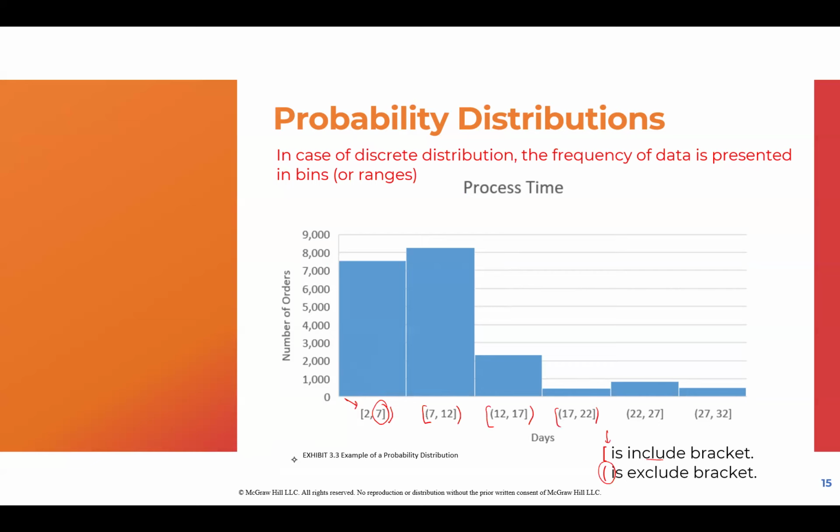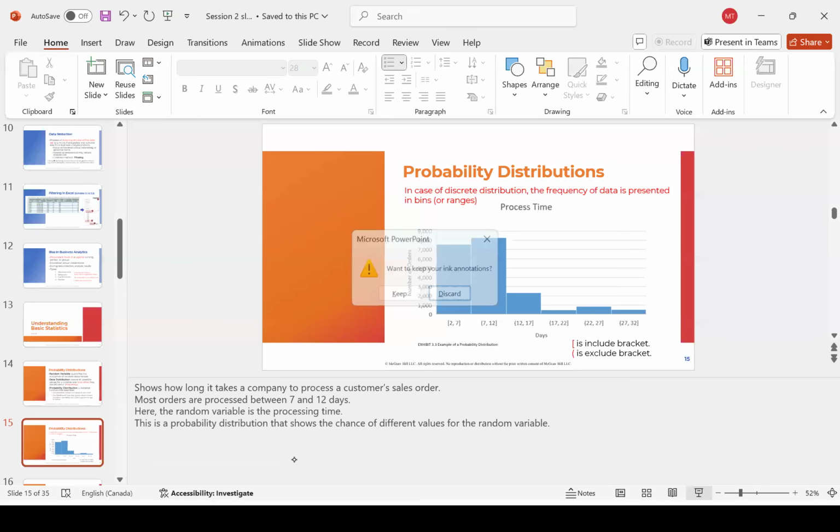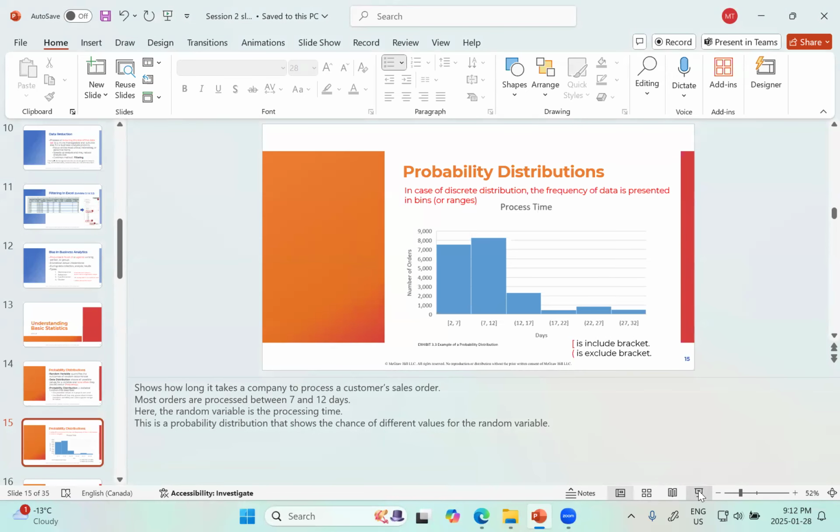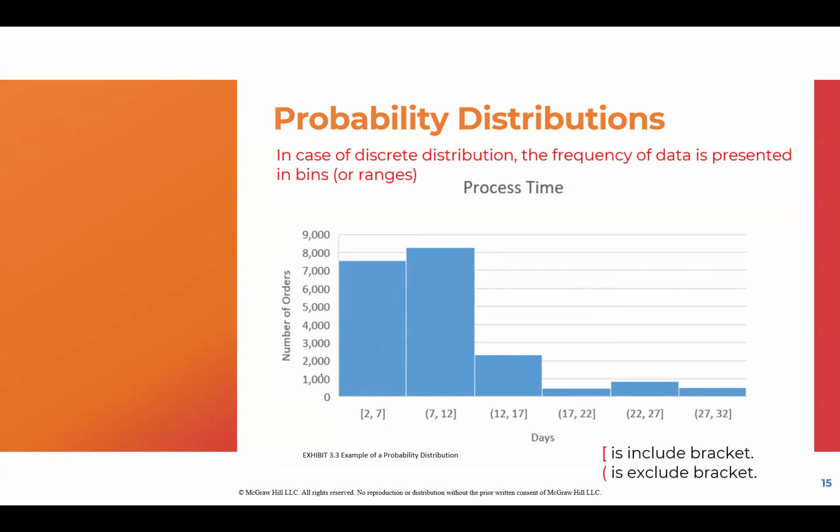But you cannot add the same thing in two bins. So let me come back again and see if he is adding the same value in two bins. The 7 is included in this bin, excluded in this bin. The 12 is included in this bin, excluded in this bin. 17 is included here, excluded here, and so on. The last one is included. So it's okay. To me, it sounds okay.